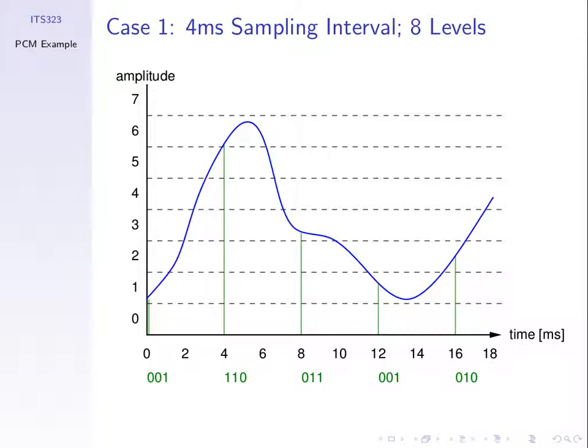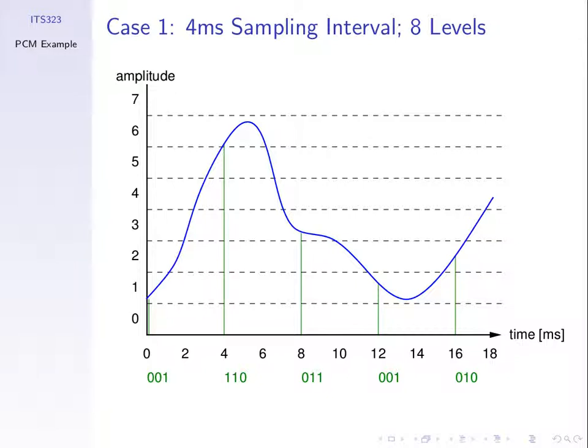What's the bit rate? How fast are we sending bits? Every 4 milliseconds we take a sample. Every sample is 3 bits in length. So we need to send 3 bits every 4 milliseconds. How many bits per second? 3 bits in 4 milliseconds. There would be 250 samples in 1 second. So it would be 750 bits per second. We'll see a calculation of that later. But 3 bits per 4 milliseconds, if we keep doing this, we're generating 750 bits per second.